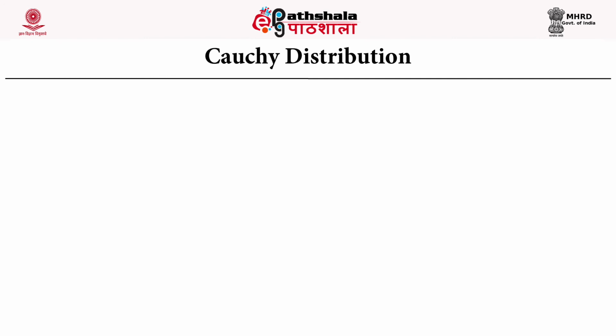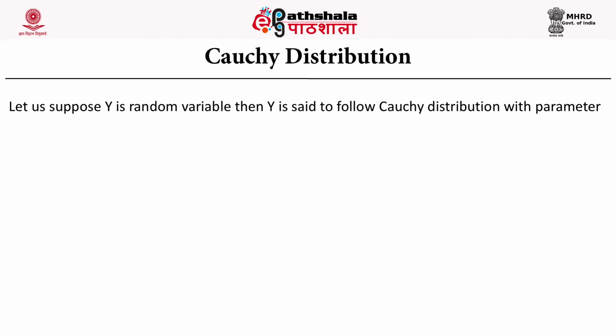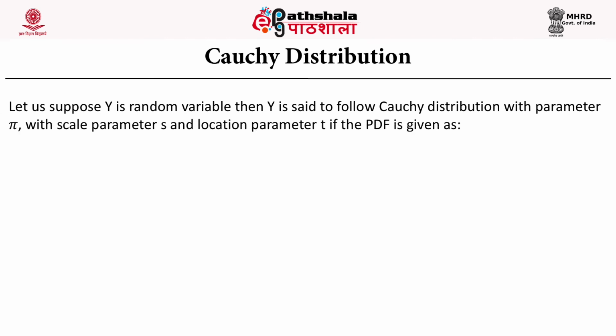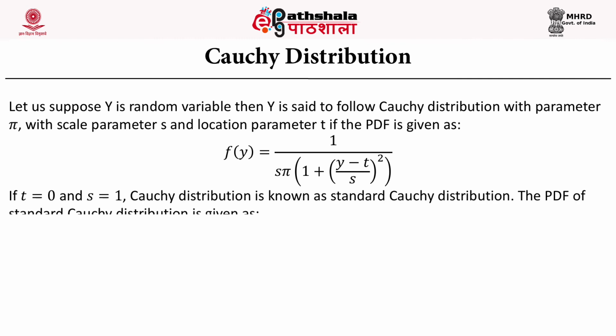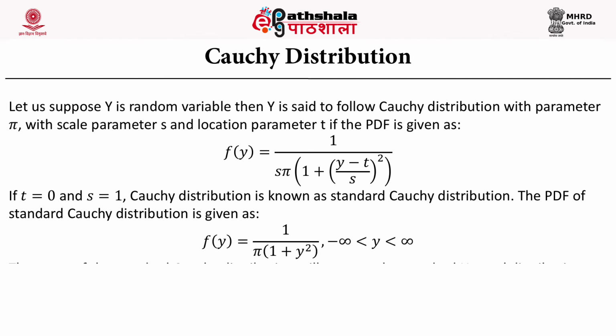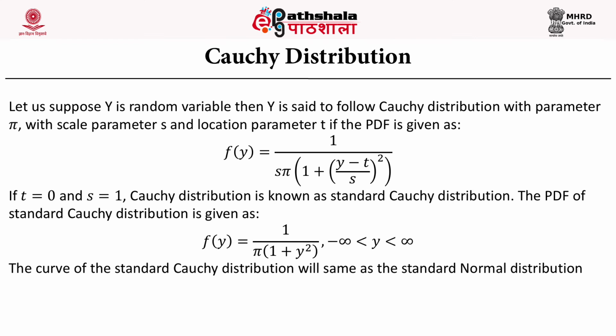Let us suppose y is a random variable, and y is said to follow the Cauchy distribution with scale parameter s and location parameter t if the PDF is given as f of y, which is equal to 1 upon s pi into 1 plus (y minus t upon s) whole square. If t is equal to 0 and s is equal to 1, the Cauchy distribution is known as the standard Cauchy distribution. The PDF of the standard Cauchy distribution is given as f of y, which is equal to 1 upon pi into 1 plus y square, where y lies between minus infinity to infinity.